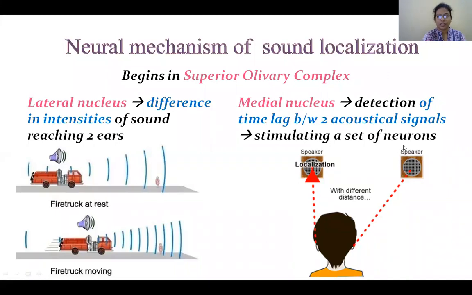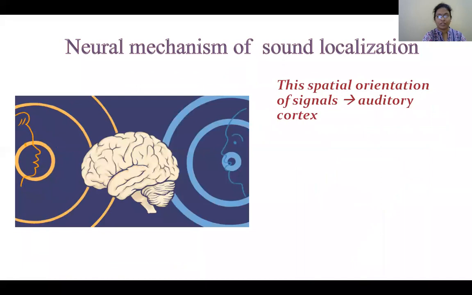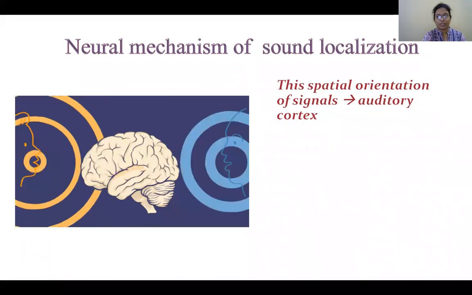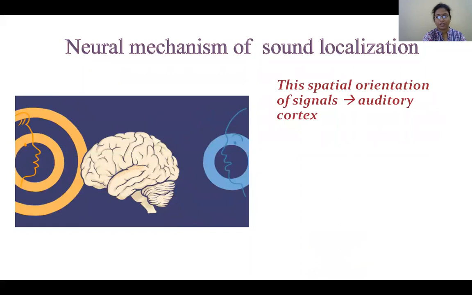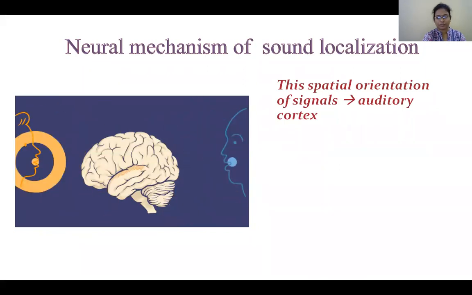Because of this, a set of neurons are set into vibration earlier and later. So this difference of time lag is detected by the medial nucleus. The difference of intensities is the job of the lateral nucleus, whereas the time lag detection is the job of the medial nucleus of the superior olivary complex. So for localization, it is the superior olivary complex which plays a very important role. So this is how the spatial orientation of the signals leads to localization of sound by the auditory cortex.